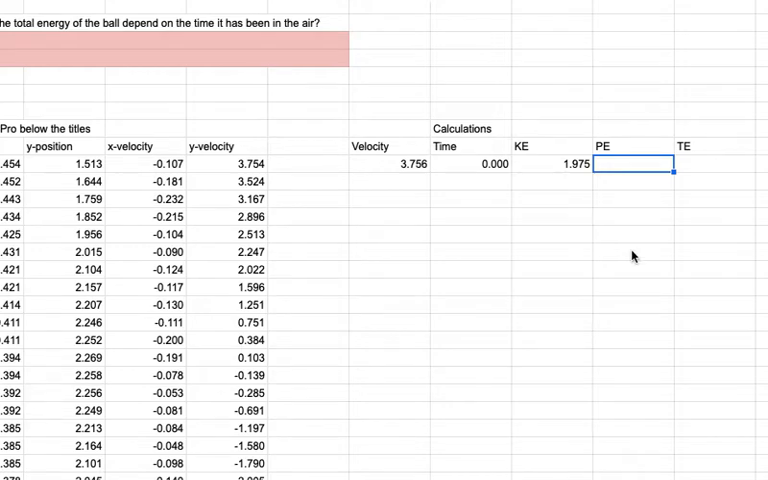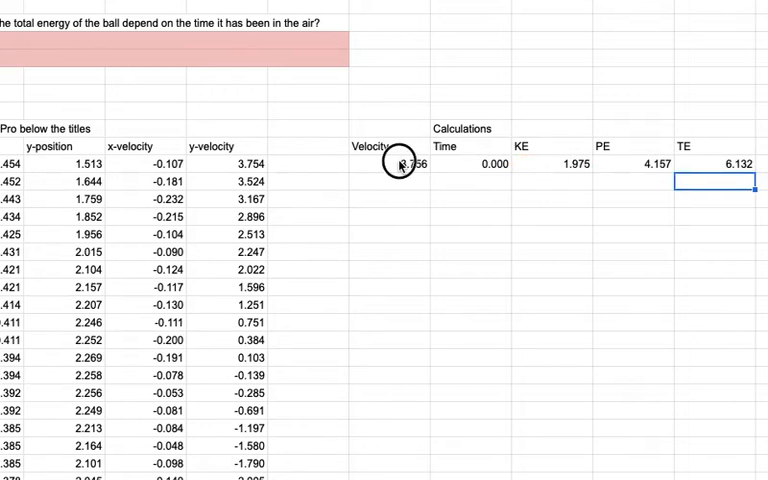Our potential energy, of course, is m times g times h, so we're going to take the mass, 0.28, times g, which is 9.81, times the height, which is the y position, so that's over here in column D. D is in dog, so there we go, D10. That calculates the potential energy, and the total energy will just be this kinetic energy plus the potential energy, so it's just J10 plus K10.